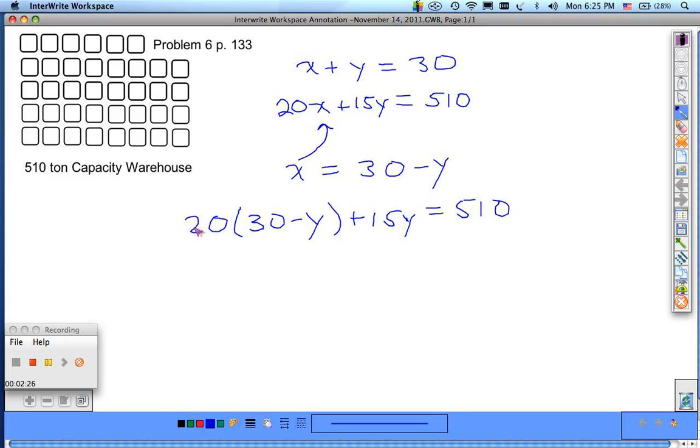All right, so we have here one expression and one unknown. That's great. Let's go about the business of doing some algebra here. So let's multiply through this factor of 30 minus y by 20. So 20 times 30 is 600. 20 times minus y is going to be minus 20y. And we add 15y, and that's equal to 510.